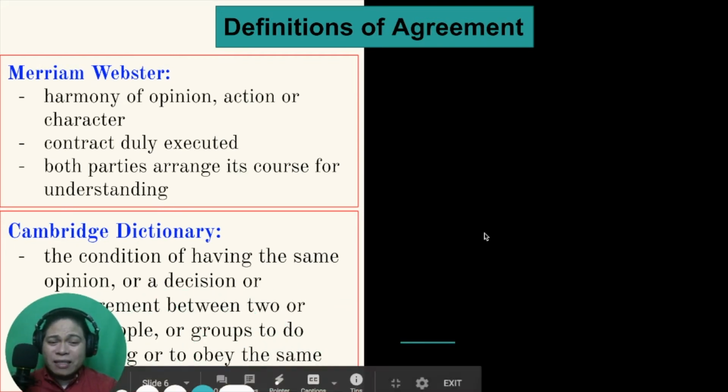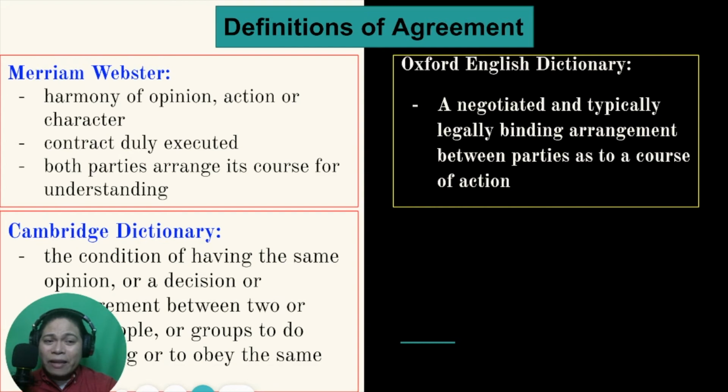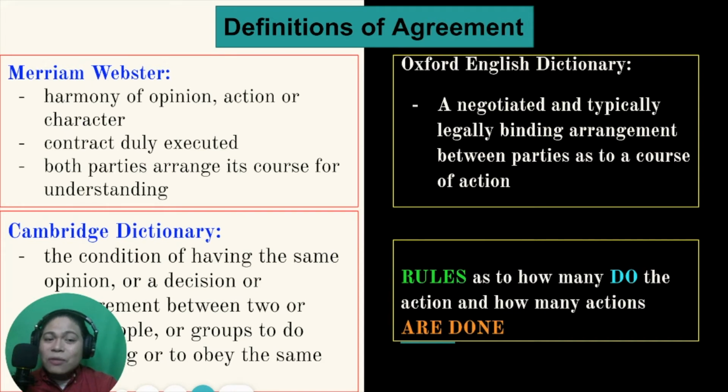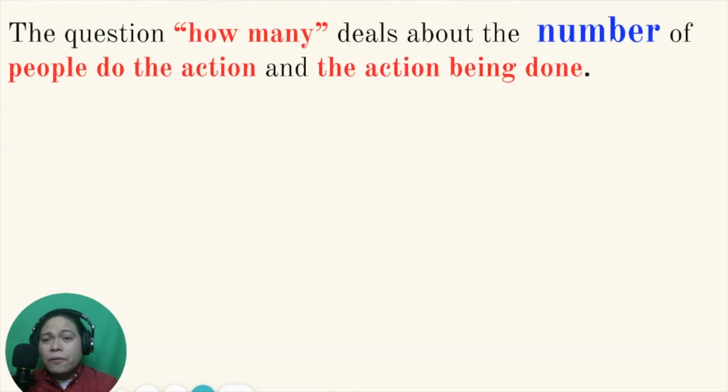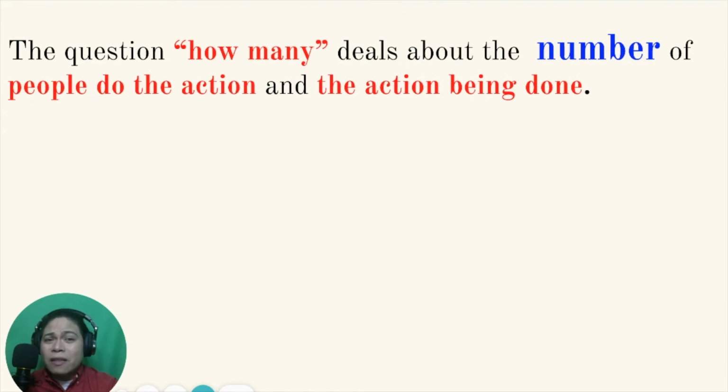Next, from Oxford English Dictionary, it is a negotiated and typically legally binding arrangement between parties as to a course of action. All right? So we have their keyword, arrangement. So it is understood by both parties, the course of the action. Therefore, agreements are rules as to how many do the action and how many actions are done. When we say rules, these are actually synonymous with agreement. And when we talk about how many do the action, it talks about the subject because the subject performs the action. And how many actions are done, meaning this is also a verb. So the question, how many, deals with the number of people doing the action and the action being done.